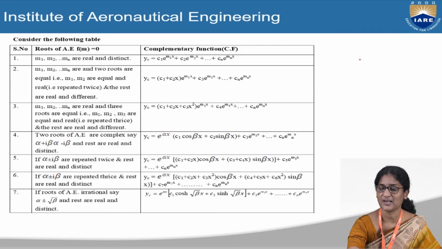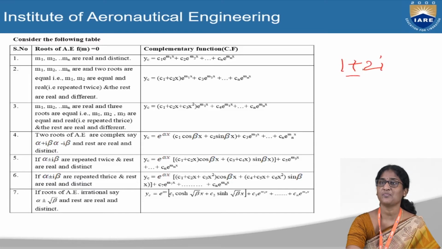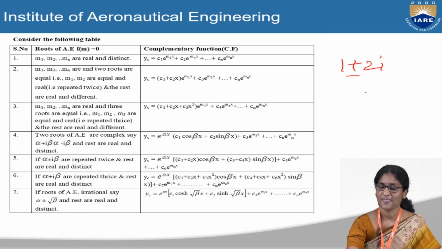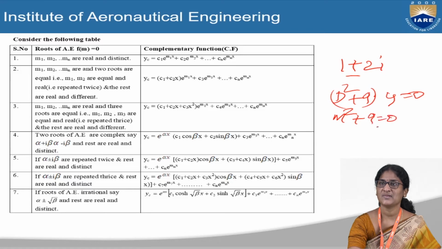Let us take one example: 1 plus 2i, 1 minus 2i. You all know that complex roots always appear as conjugates. We don't have any single complex root. We can't say 1 plus 2i is a root alone. When 1 plus 2i is a root, 1 minus 2i also will exist. For example, you have (D square plus 9) y is equal to 0. So the auxiliary equation is m square plus 9 is equal to 0, and m is equal to plus or minus 3i.